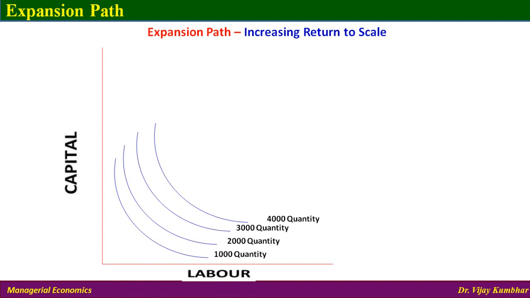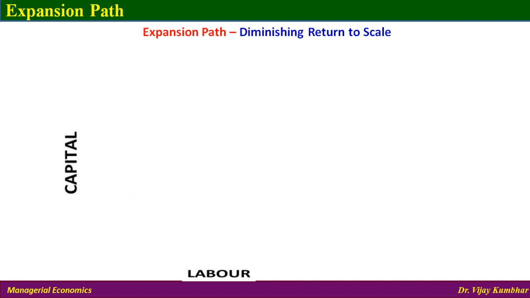It means if you add a small number of labor and capital, you can get more quantity of production due to the increasing returns to scale. Hence, the space between isocosts is smaller or lower than the earlier expansion path. This is the expansion path in case of increasing returns to scale.